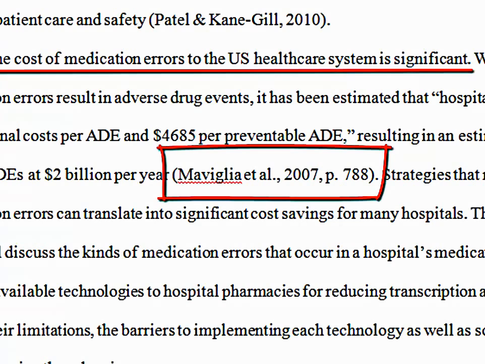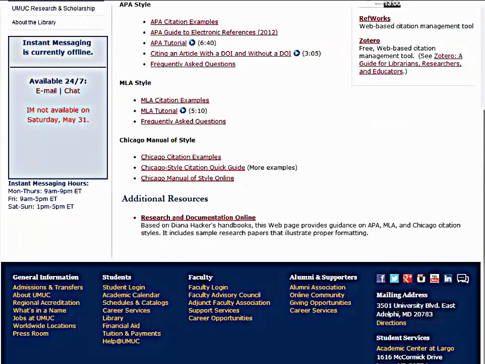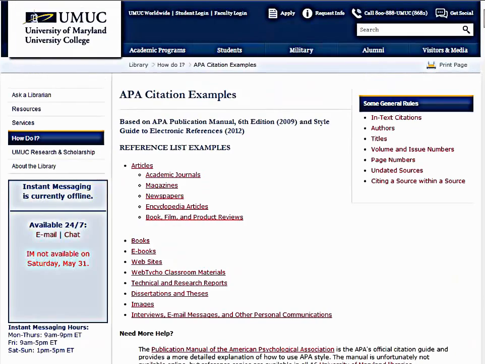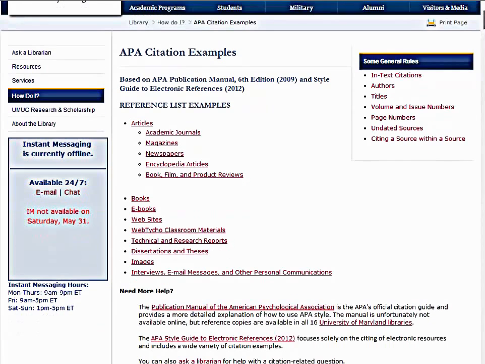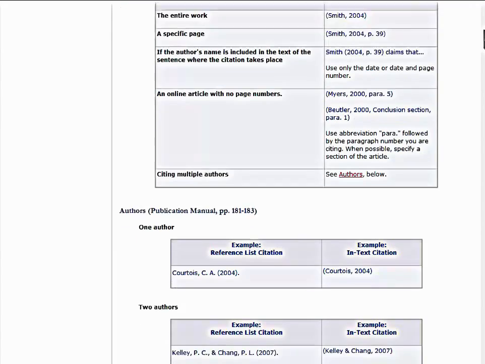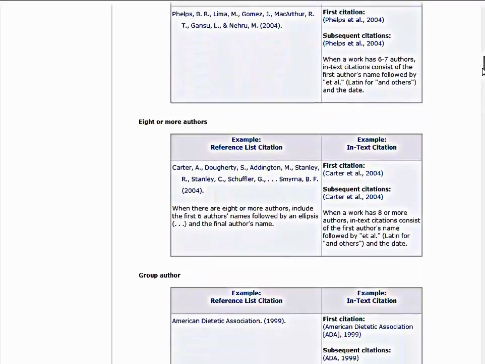Now, the use of authors' names in in-text citations is a complex issue. So the best thing that you can do to know how many authors' names to put in an in-text citation is to use UMUC's excellent guide to in-text citations and how to format them. And here you see it right here. Simply go to the library, go to the APA citation section. And this is another reason why we recommend that you use one citation style consistently throughout the paper.